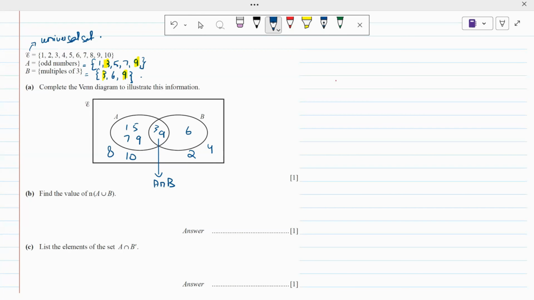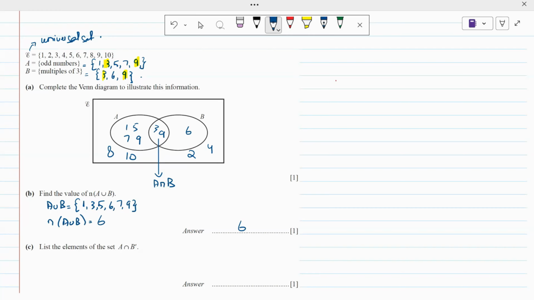Part B: we have to find n of A union B. n of A union B means we have to write the count of A union B. For that, we need to find A union B first. A union B is combining the elements of A and B. Combining A and B here gives us 1, 3, 5, 6, 7, and 9. This is A union B, and n of A union B is their count. There are altogether 6 elements, so the answer is 6.